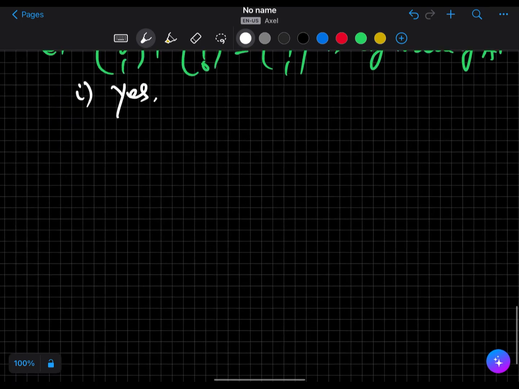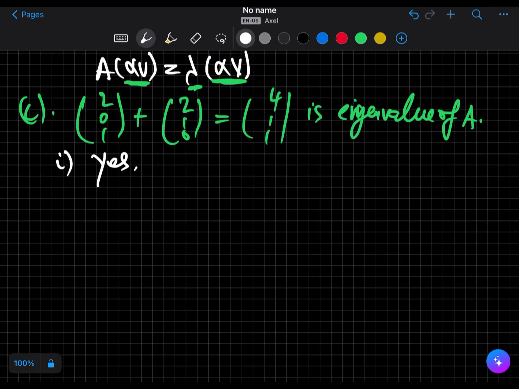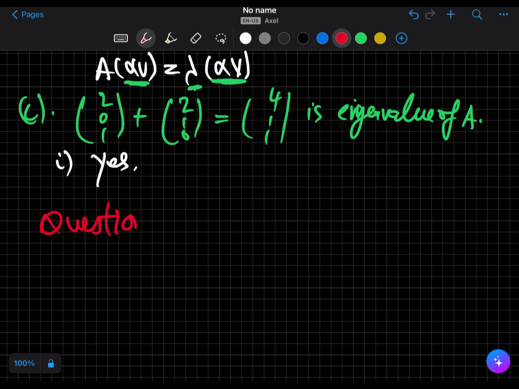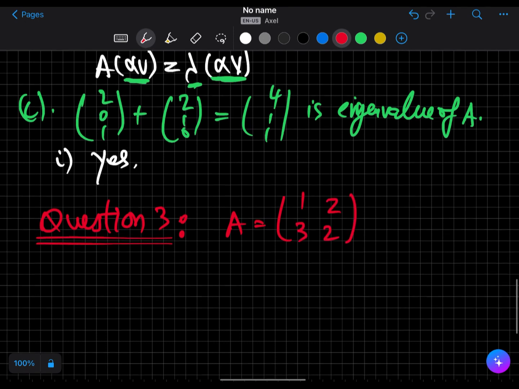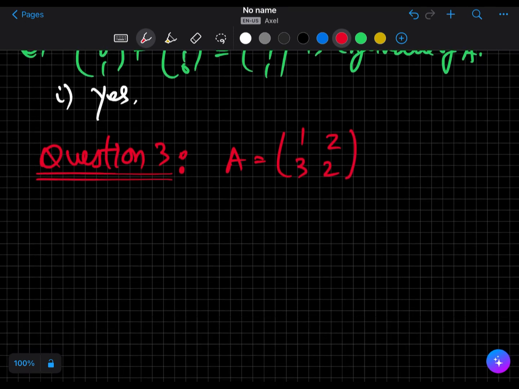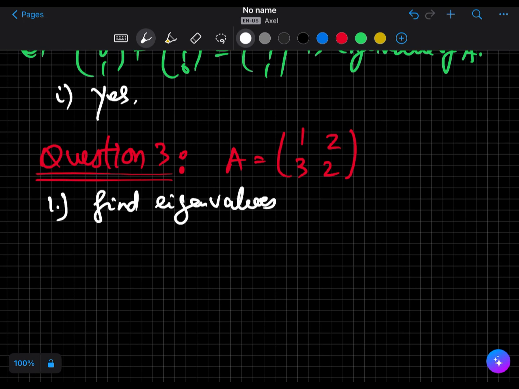Okay, can we have a look at the second exercise? Let's look at exercise 3. I will give some hints here. You have A equals 1, 3, 2, 2. The first question is find the eigenvalues of A, right? We know that to find the eigenvalues of A, we need to solve the equation determinant of A minus lambda I equals 0.